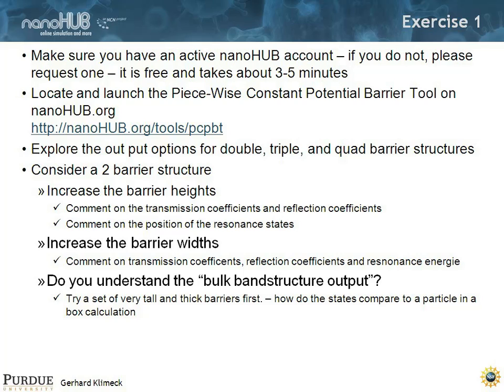And then start looking at a two barrier structure and increase the barrier heights. And then look at the position of the resonances. And then increase the barrier widths. And look at the transmission coefficient and the reflection coefficient. And then look at the output of this bulk band structure. This one panel, do you understand it?